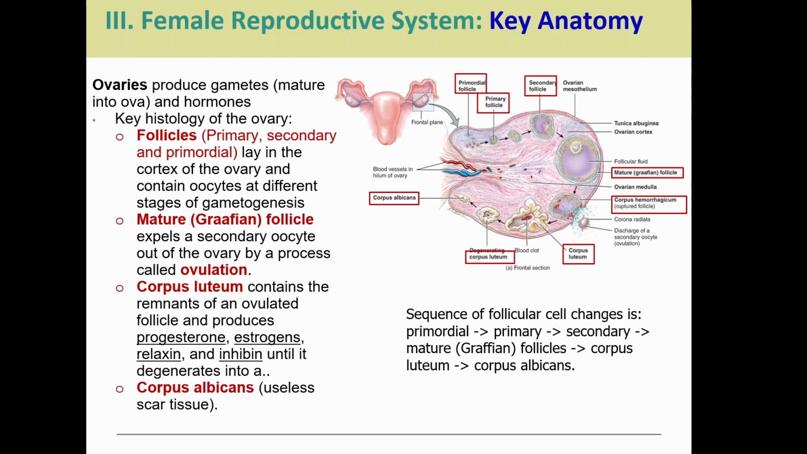We have the mature follicle, also called the Graafian follicle. This is going to be the one that releases an oocyte after ovulation. And then the corpus luteum, which is left behind, this is the empty follicle. This is going to continue to produce hormones like progesterone, estrogen, inhibin, relaxin, until it finally degenerates into what's called a corpus albicans, which is just not doing anything. It's just a little piece of scar tissue, basically, left behind. And so if we look at the stages of these cells, we go from primordial to primary to secondary to mature follicle to corpus luteum to corpus albicans.